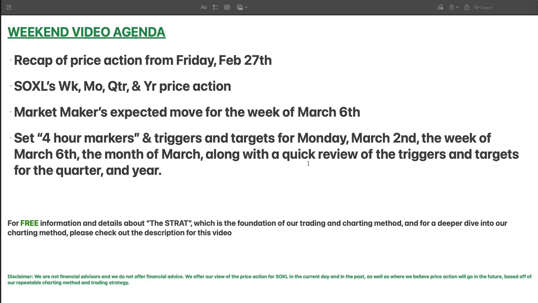First, we will recap the price action from Friday, February 27th, before we zoom out and take a look at the week, month, quarter, and year's price action. There's not only a new week coming up this coming week, but a new month. So we want to make sure we have a good idea of where we're at from those higher time frames. Then we'll take a look at the market makers' expected move for the week of March 6th. Before we zoom back in and set our 4-hour markers and the triggers and targets for not only Monday, March 2nd and the week of March 6th, but again, it's a new month, so we want to look at the triggers and targets for the month as well. And we'll do a quick review of the triggers and targets for the quarter and year.